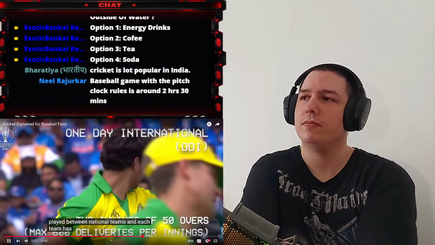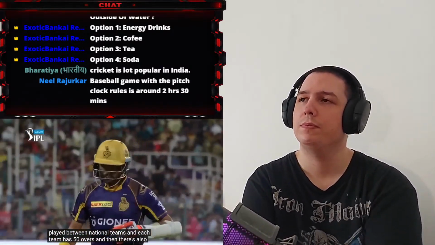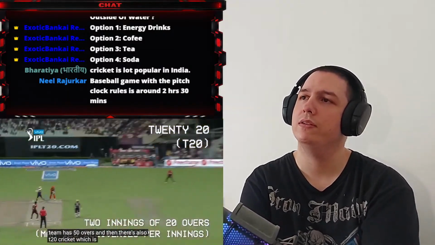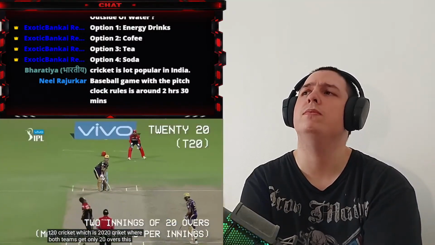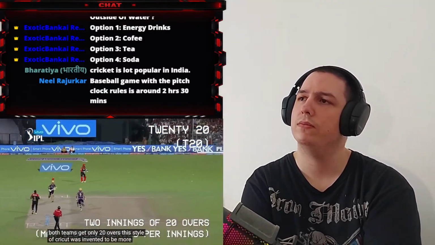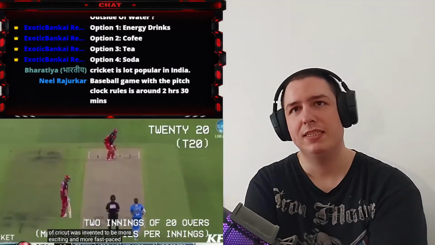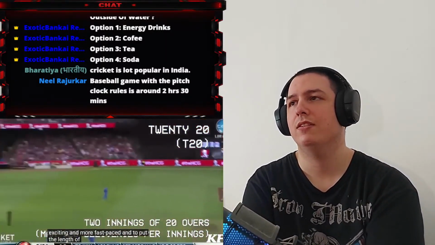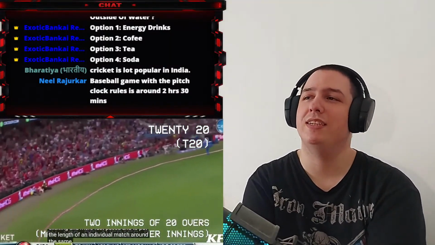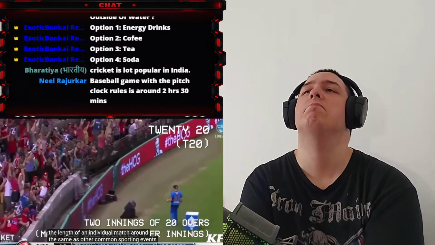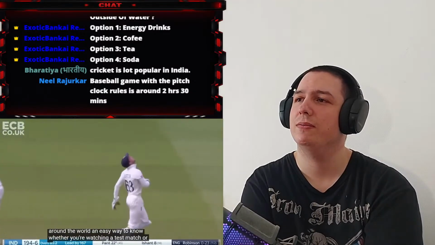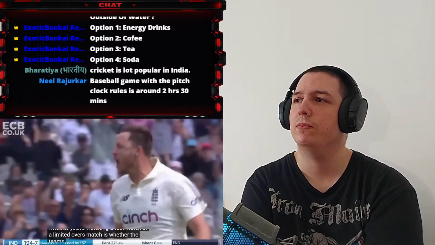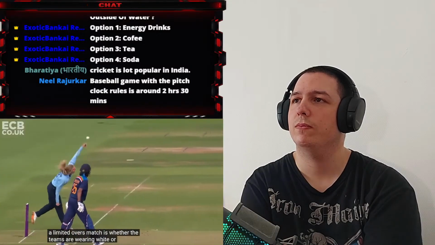Each team has 50 overs, and then there's also T20 cricket, which is 20-20 cricket, where both teams get only 20 overs. This style of cricket was invented to be more exciting and more fast-paced, and to put the length of an individual match around the same as other common sporting events around the world. An easy way to know whether you're watching a test match or a limited overs match is whether the teams are wearing white or colors.